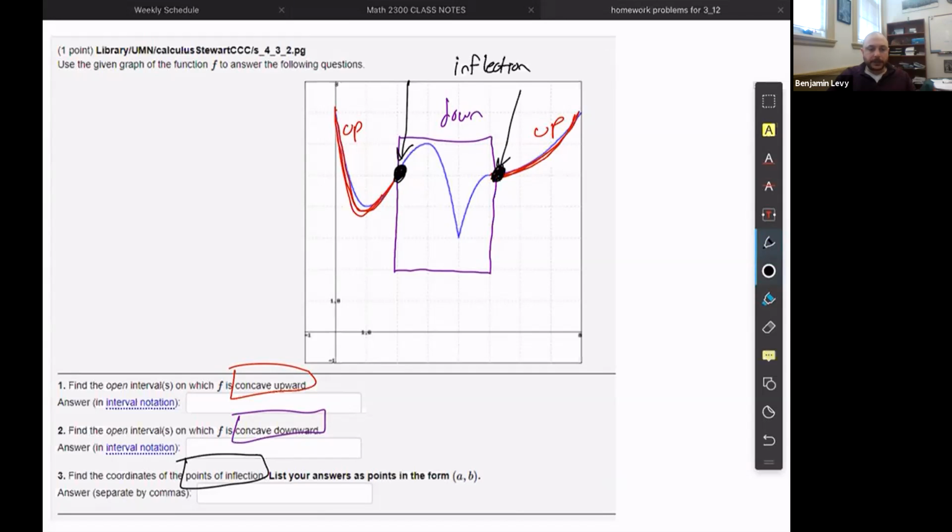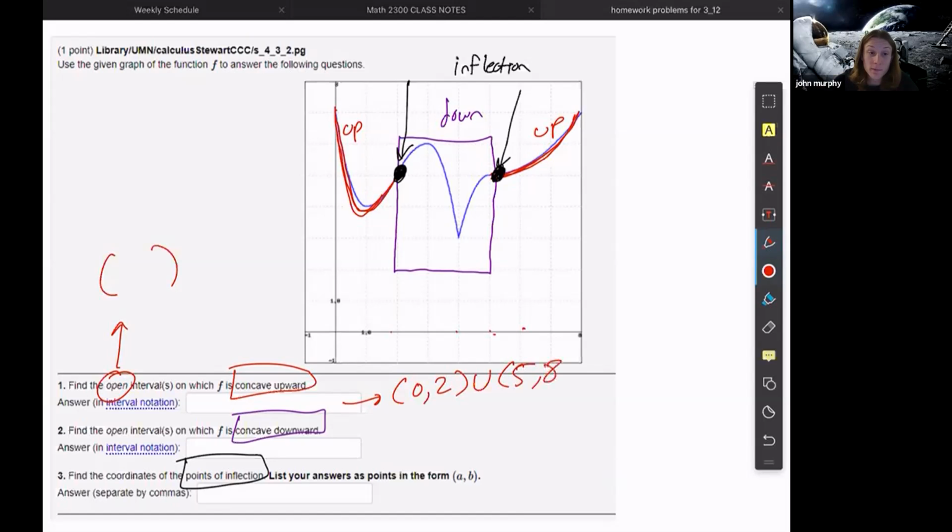So interval notation on this. Interval notation for the first one. And notice how it's saying open intervals. That means we want to use parentheses. I don't know if that was your issue, John, but maybe that was it. So to me, this one looks like it starts at 0 and goes to 2. Yep. And then union that with, what is that? 1, 2, 3, 4, 5? 5 to 8. Yeah, I have 5 to 8. I have that. It doesn't work.